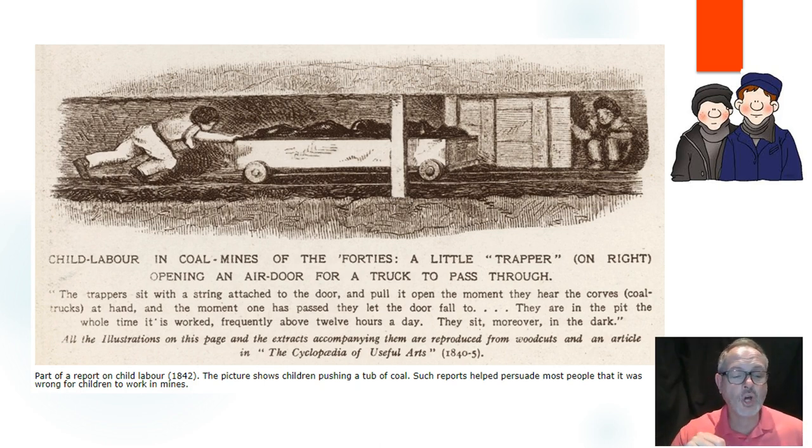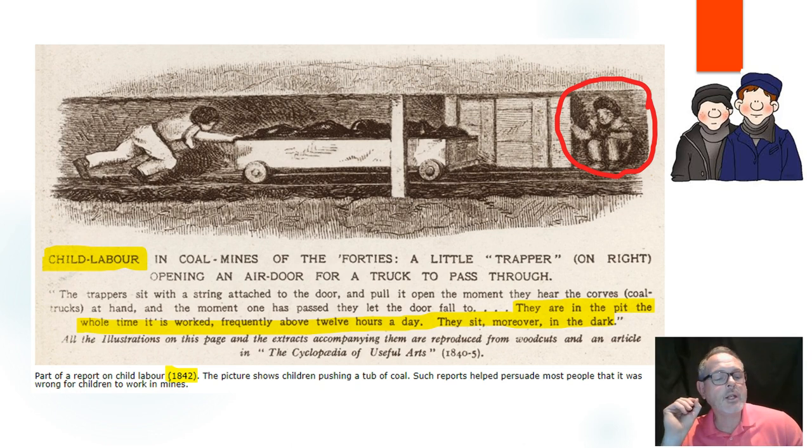From that same child labour report of 1842, we get this image, and it shows a trapper, a small child whose job it is to open airlock doors for carriages filled with coal, being pushed by children, by the way, through a coal mine underground. And some of the descriptions are quite useful. They're in a dark pit the entire time, frequently for over 12 hours a day. They're sitting still, cramped down, in a hole in the dark. Part of the reason children were used for this purpose is that they were small and therefore less time needed to be spent digging big tunnels for adult workers.